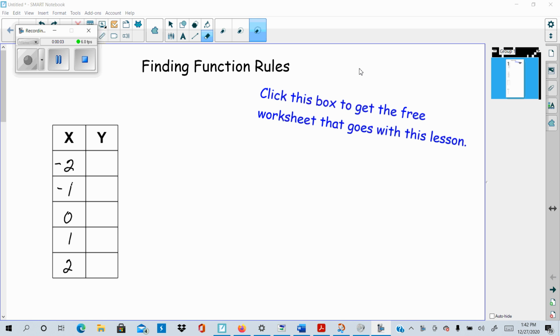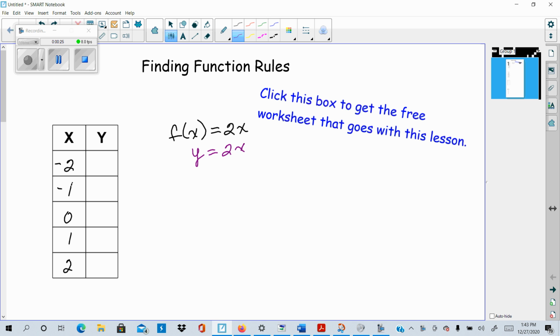This is an introduction to finding function rules. So far, you've been given equations. So let's just start with the function notation of f of x is equal to 2x. Now, you've seen it so far probably in the format of y is equal to 2x. It's the same thing when we're charting. We're going to do an x and y, but we're talking about now functions. So you're going to see me use one or the other and interchange between the two.